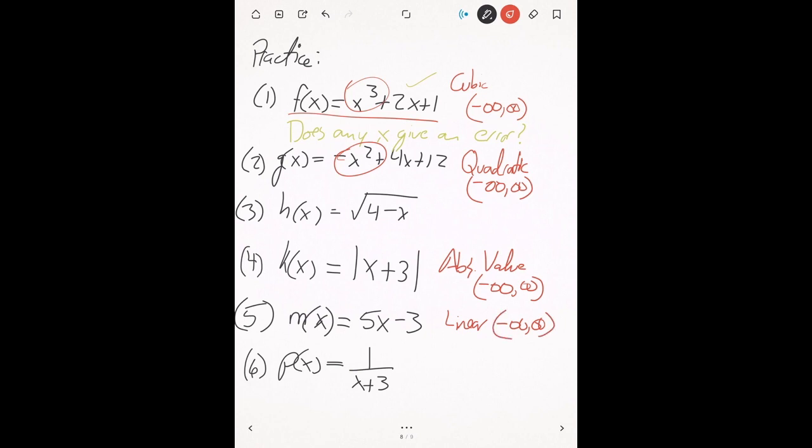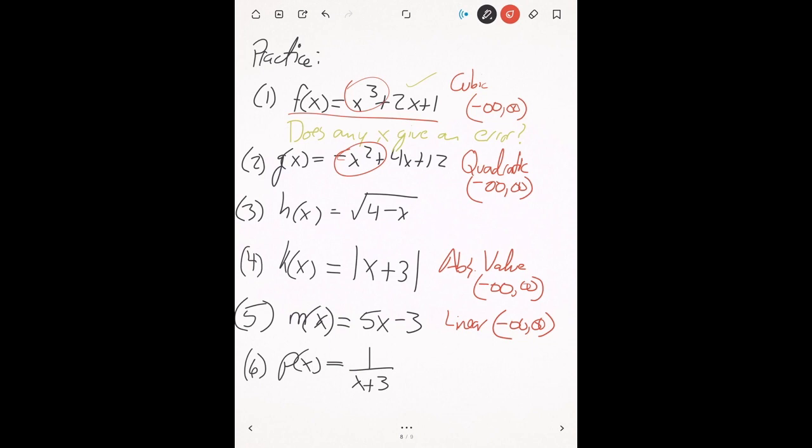So these are really easy. I can rapidly look at the function and say, is it cubic, is it quadratic, is it absolute value, is it linear, and then I would know automatically that their domains are negative infinity to infinity. You can plug whatever you want in for x. The ranges will be different, but we're not really looking at the ranges right now. I'm not too worried about the range. I'm mostly just looking at the domains.